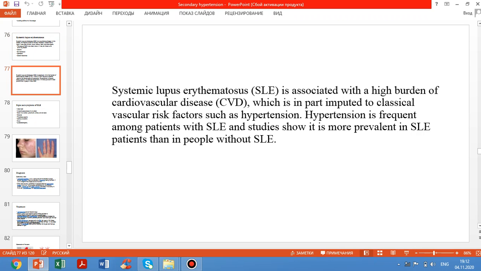Systemic lupus erythematosus is associated with a high burden of cardiovascular disease, which is in part imputed to classical vascular risk factors such as hypertension. Hypertension is frequent among patients with systemic lupus erythematosus, and studies show it is more prevalent in systemic lupus erythematosus patients than in people without systemic lupus erythematosus.